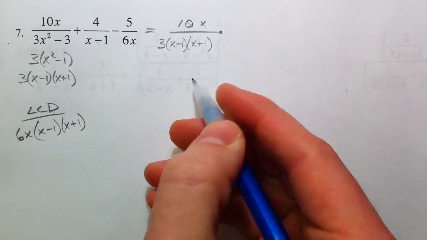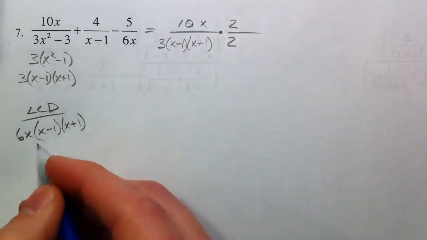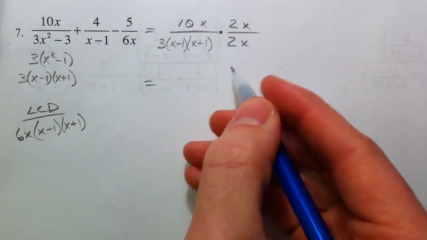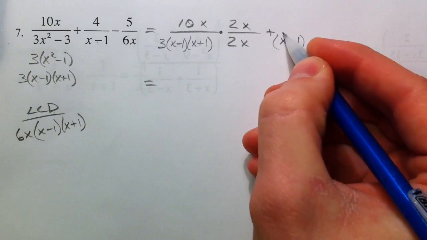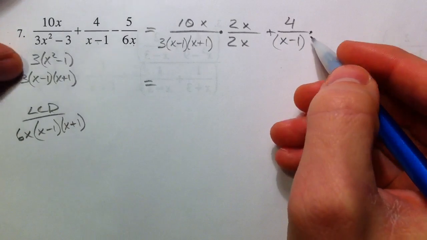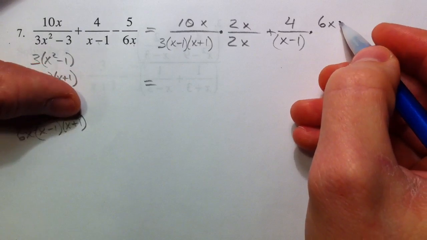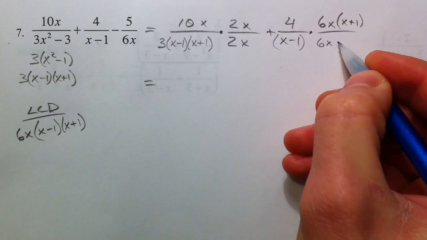We need to multiply to get 6, so we're going to need the 2, and we're going to need an x. Add to that, we have an x minus 1, and so we're going to need a 6. We're going to need the x, and we're going to need the x plus 1 because we already have the other.